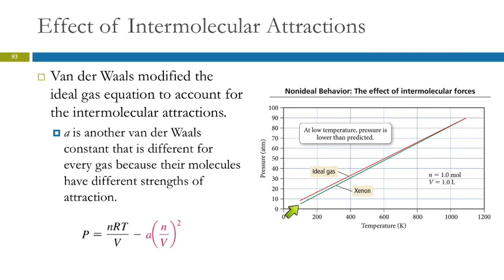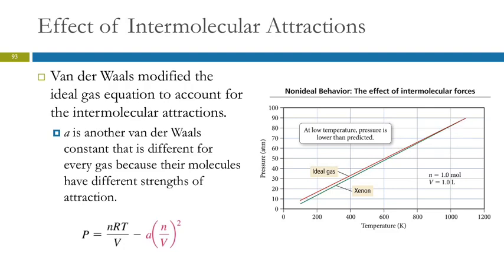So here at low temperatures, the pressure of an ideal gas is higher than the pressure of a real gas like xenon, because the xenon atoms do have some attraction for each other. And as the particles are moving slower and slower, that interaction becomes more significant. At high temperatures, they're moving so quickly they don't have time to interact.